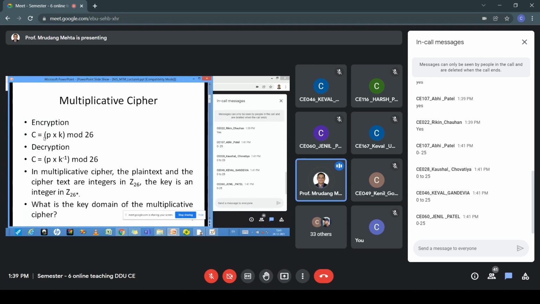Do you remember how to find out the key domain? You may use your mic if you don't want to type, or you can type, no issue. What is the key domain of multiplicative cipher? What you have written for Z26 is the key domain for Z26. So what is the key domain for Z26 star?